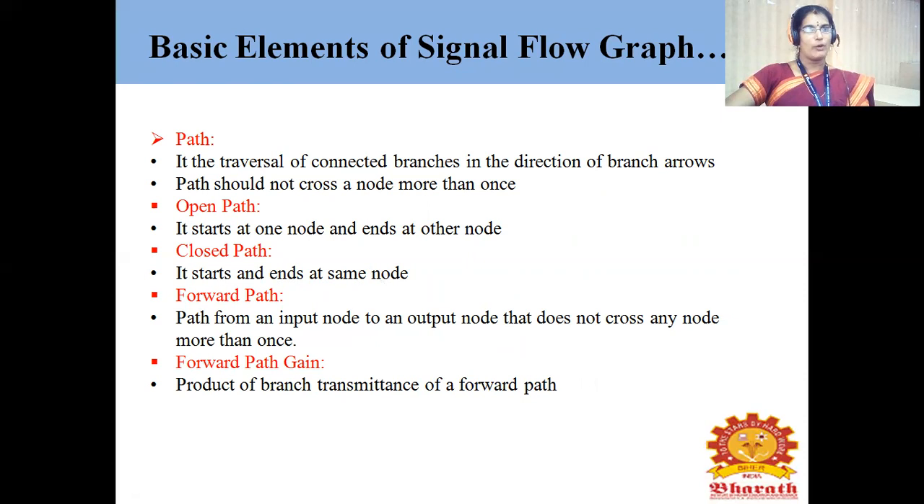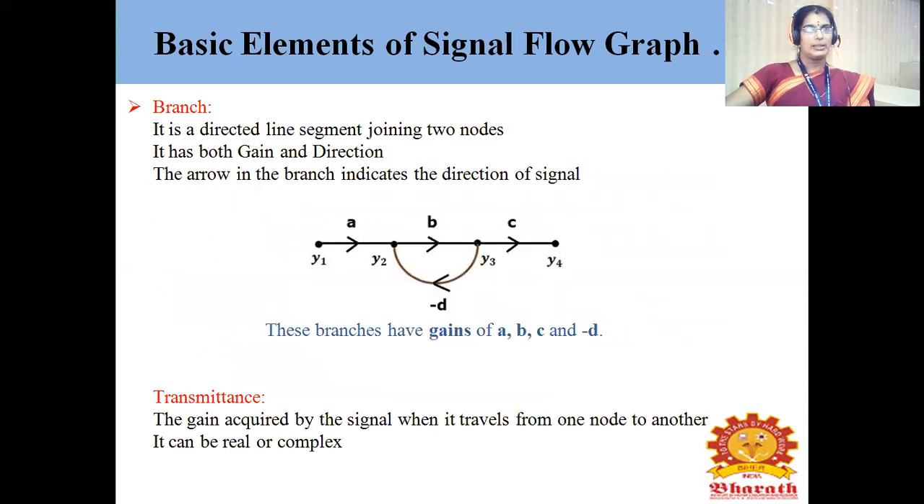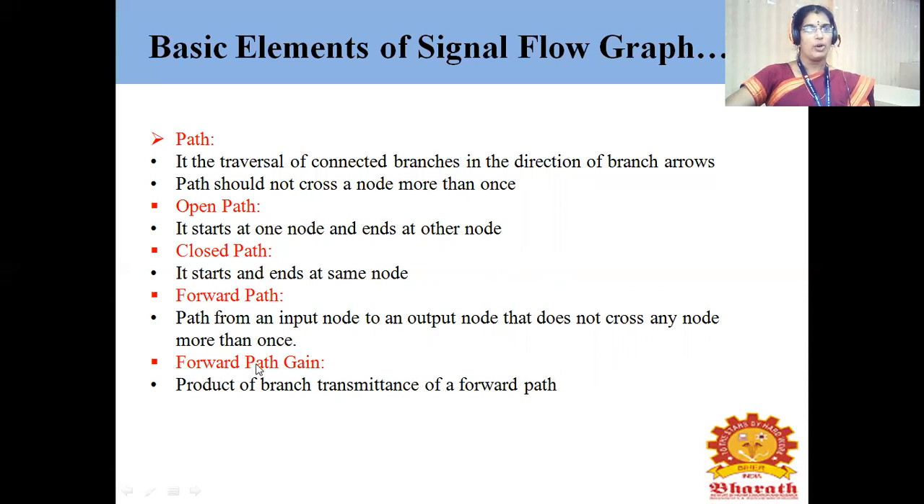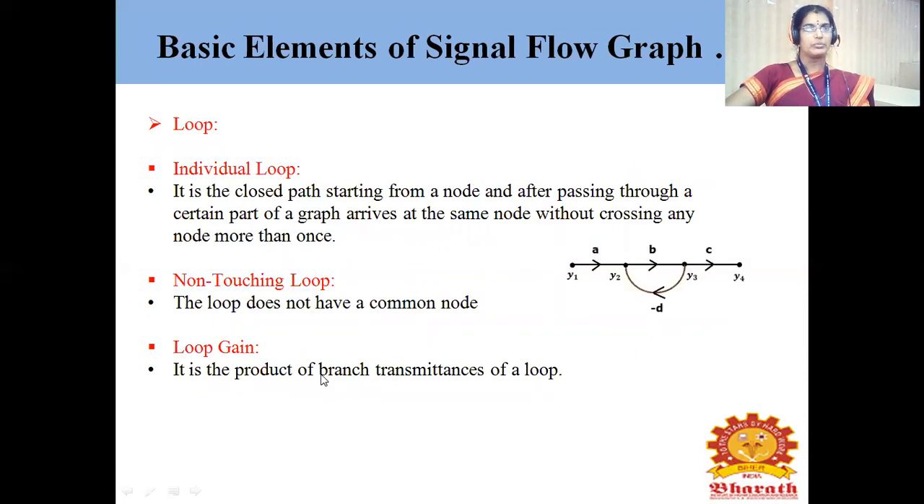What is meant by forward path gain? It is the product of the branch transmittances of a forward path. The gains present in the forward path are multiplied, and then you get the forward path gain. If you consider from node Y1 to Y4 in this example, the gain product is A into B into C. These are the product gains of the forward path, which is called the forward path gain.